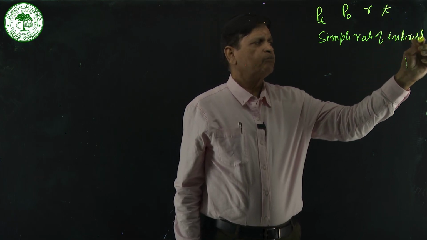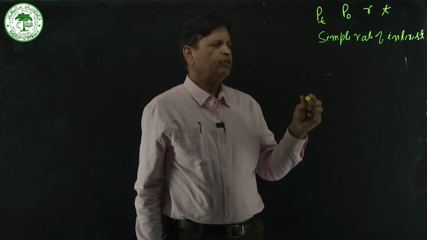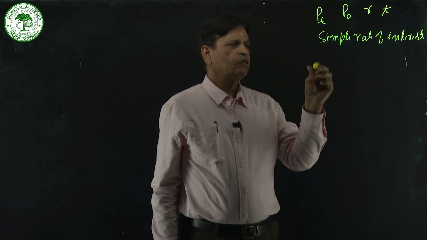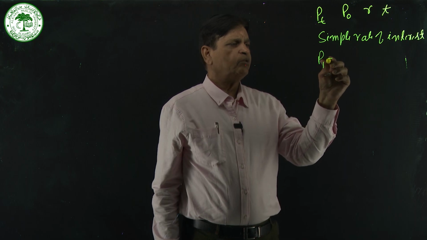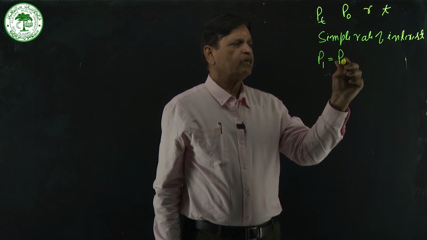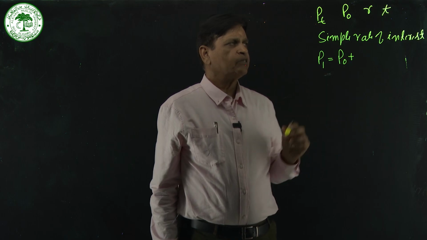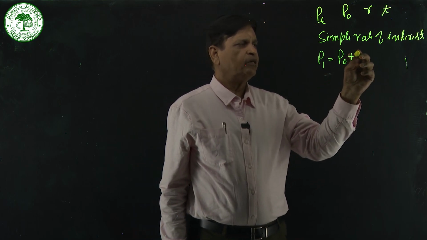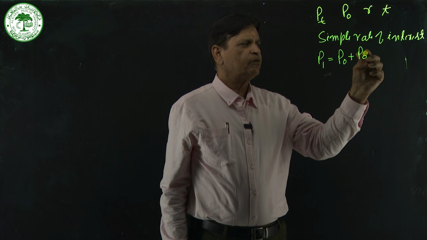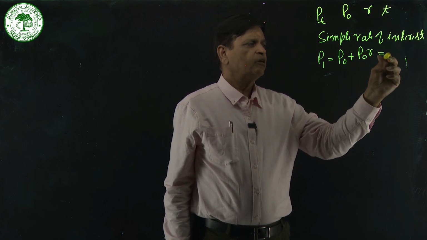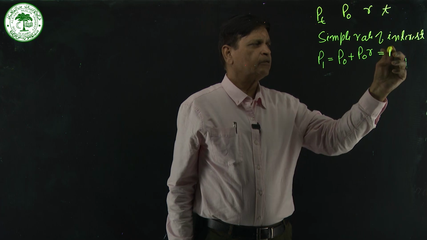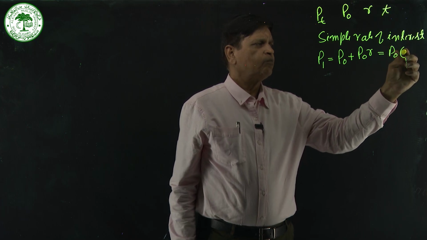in the case of simple rate of interest, we know that the amount that you will get after 1 year will be P0, that is the principal amount, plus the interest. Interest will be P0 multiplied by R. This is the amount that you will get after 1 year, that is P0 (1 plus R).